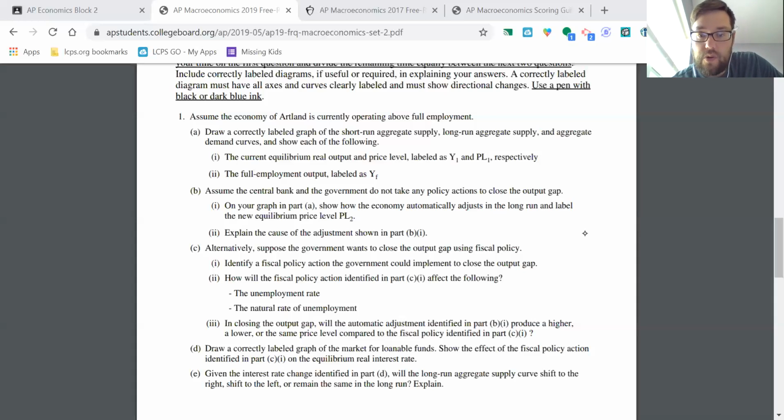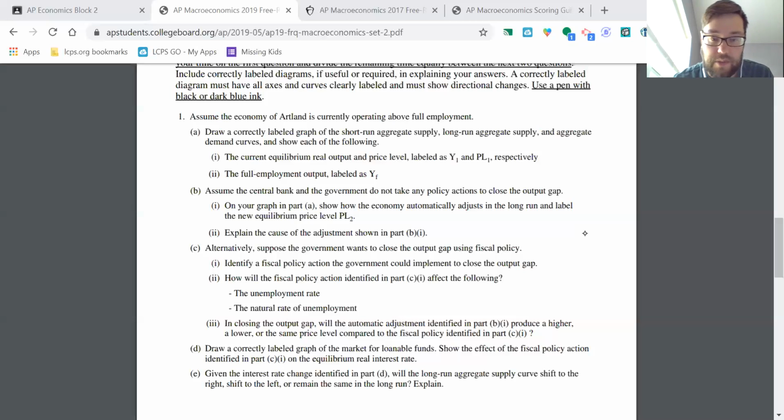Okay, and actually you're comparing this to the policy in C1. So if you thought about it, this is actually not moving the short run aggregate supply curve, right? You're moving the demand curve back, but you still should have the same answer there for that one.